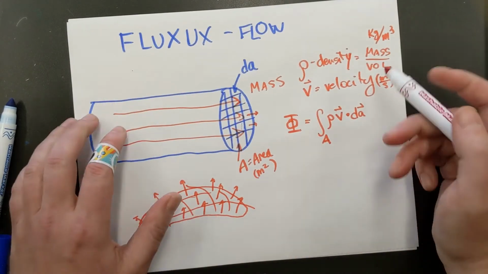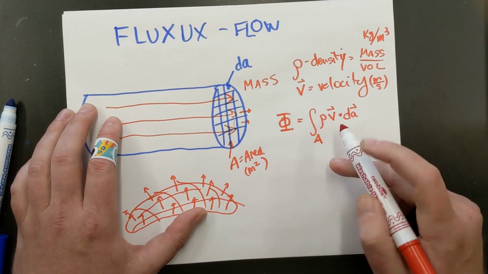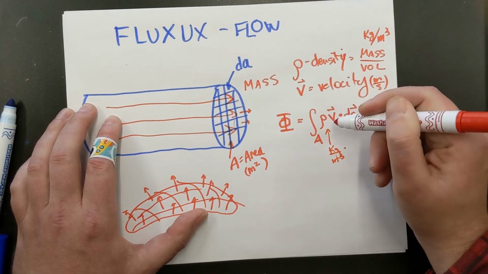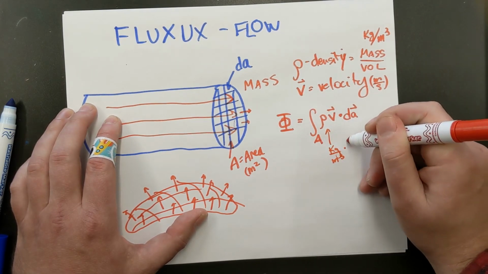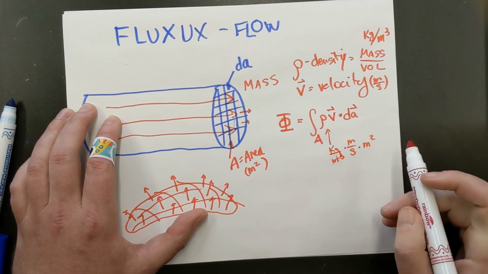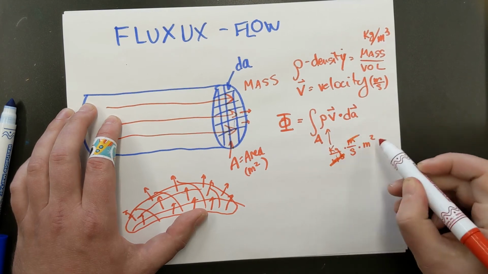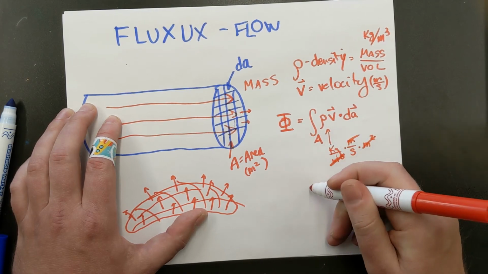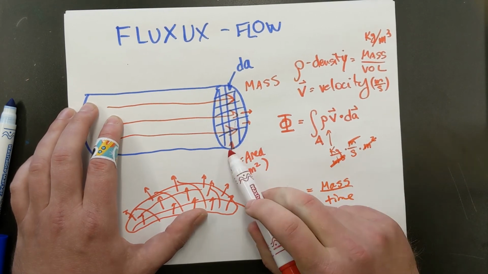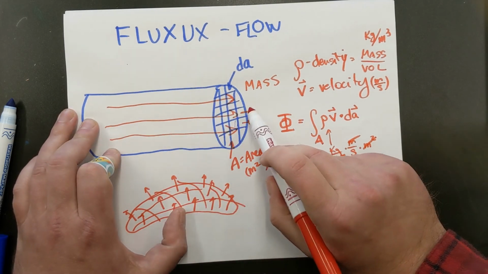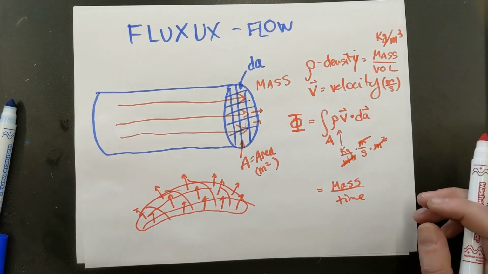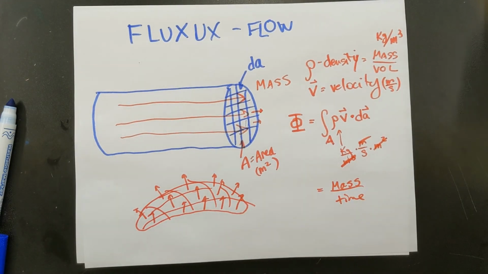So, computing this mass flux, I've got kilograms per cubic meter times my velocity, which is meters per second, times my d area, which, since it's an area, is meters squared. So my meters cubed cancel out here, and I get kilograms per second, which shows me that this is mass per time, and that tells me how many kilos of water, say, are flowing through this pipe per second. So we're going to apply this idea of flux to several situations involving electricity and magnetism.